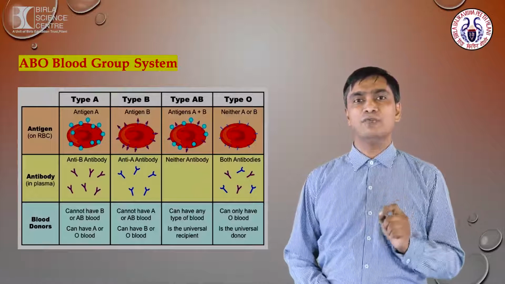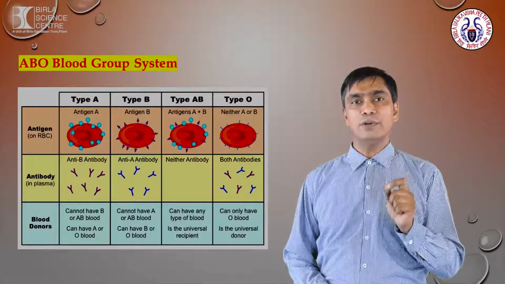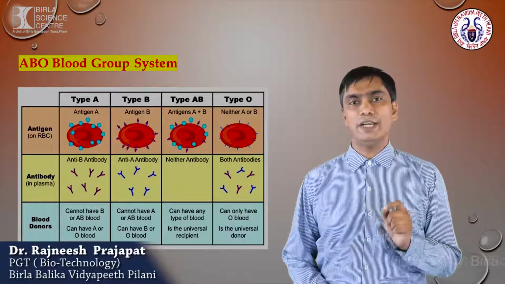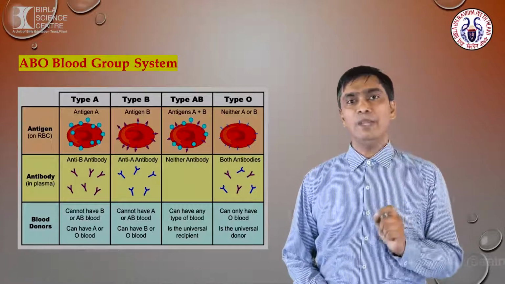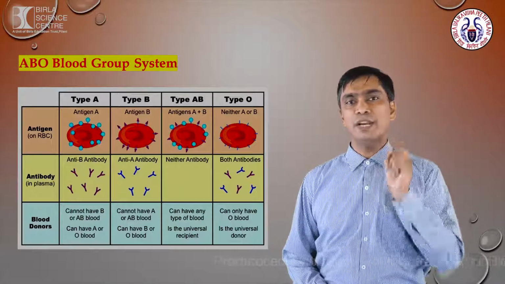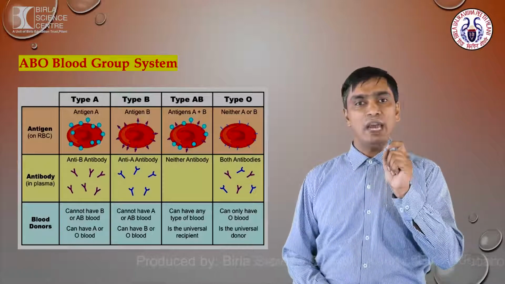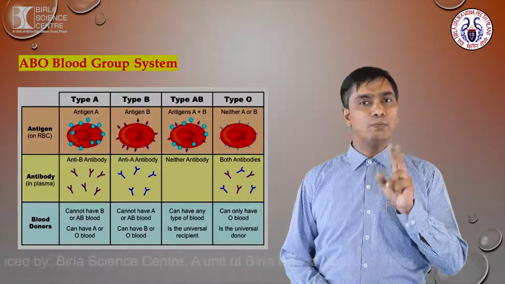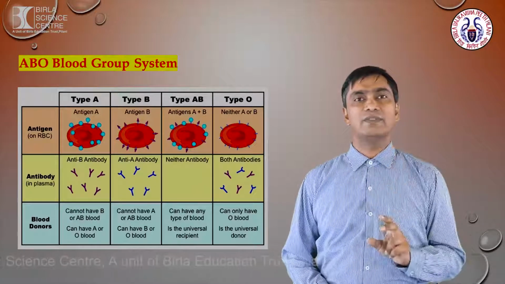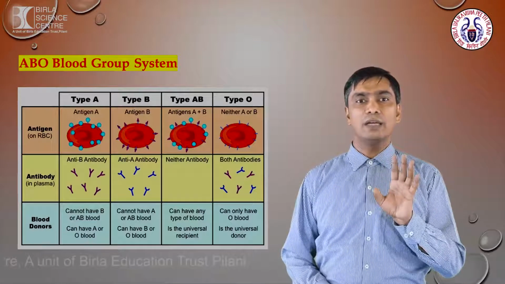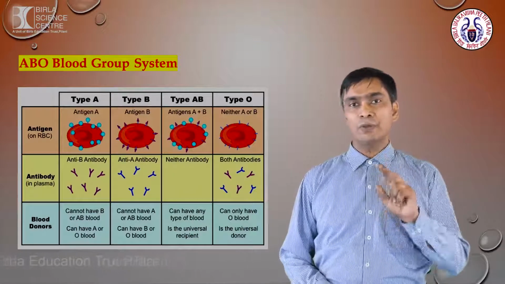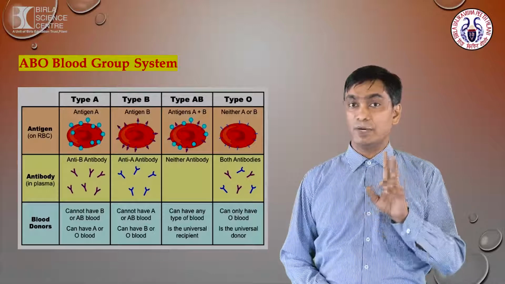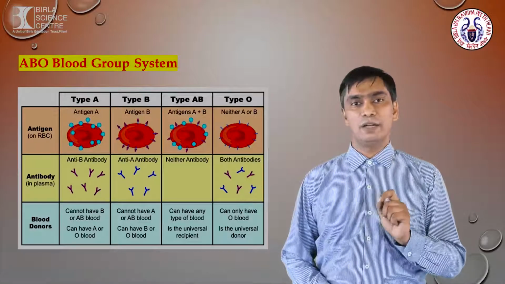In this slide, you can observe the four types of blood group under the ABO blood group system. The first one is type A blood group. In this blood group, you can observe A antigen on the surface of RBC, and in plasma, B antibody is available. Type B blood group, in which B antigen is available on the RBC surface and A antibody is available in the blood plasma. Type AB blood group, both A and B antigen are available on the RBC surface, no antibody in the blood plasma. Type O, no A and no B antigen on the surface of RBC, but both antibodies are available in the blood plasma of the person.